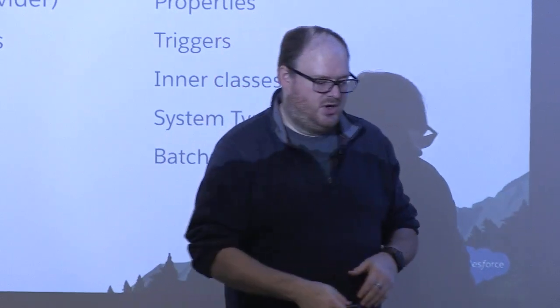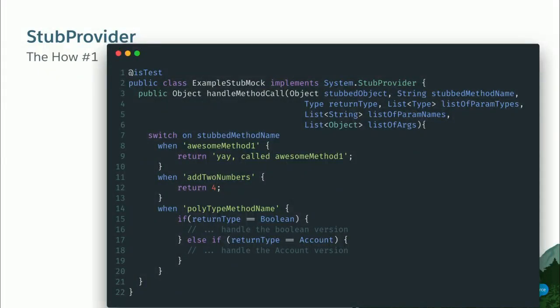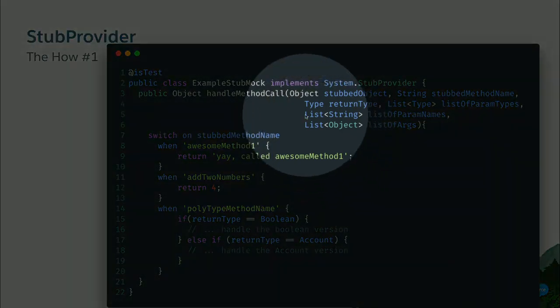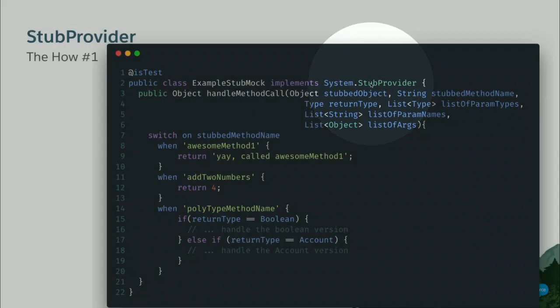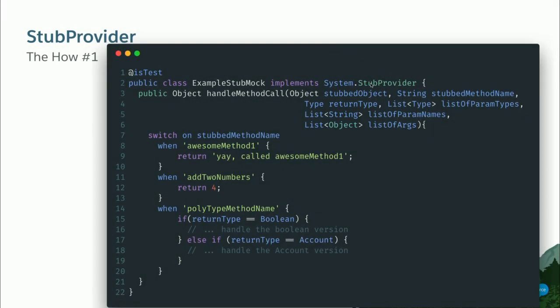So if you think about it, if you're in the habit of creating a class for whatever you need, and also a test for that same class at the same time, you can also create a stub provider for that same class when you create everything, and then you're ready to go. Okay? So how these work is that your stub provider class is going to implement the system.StubProvider interface. We're very creative with our naming at Salesforce. So system.StubProvider is what you're going to implement.